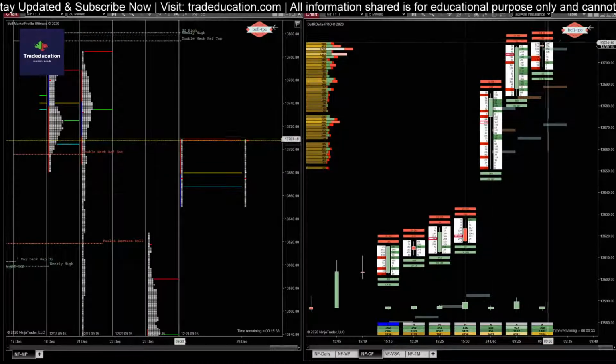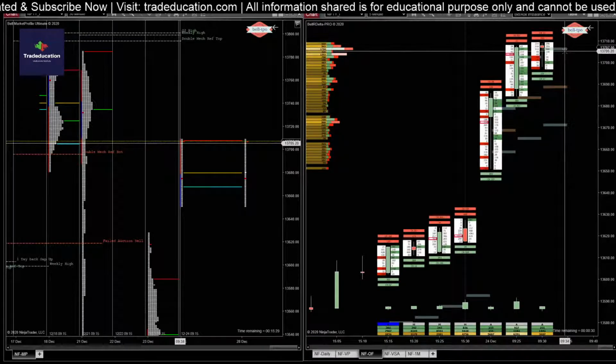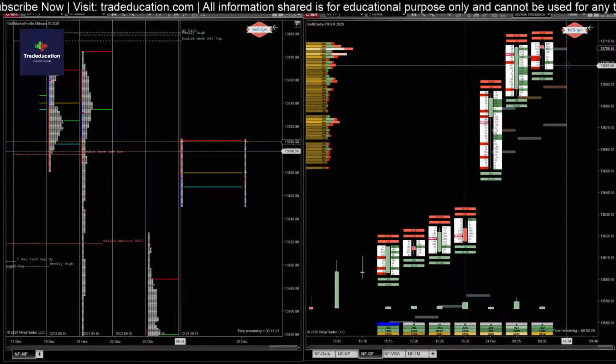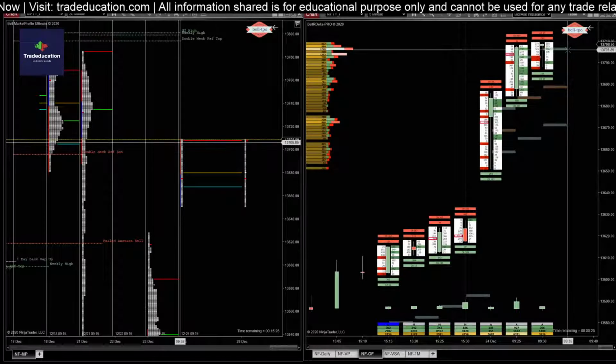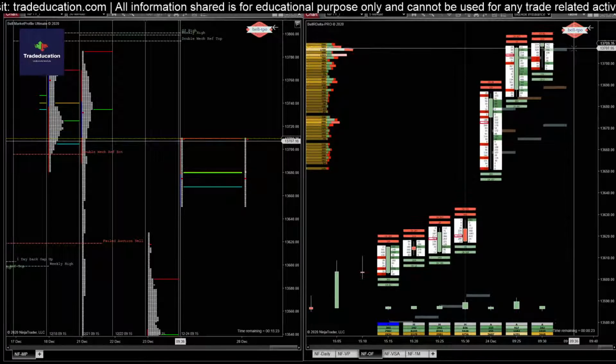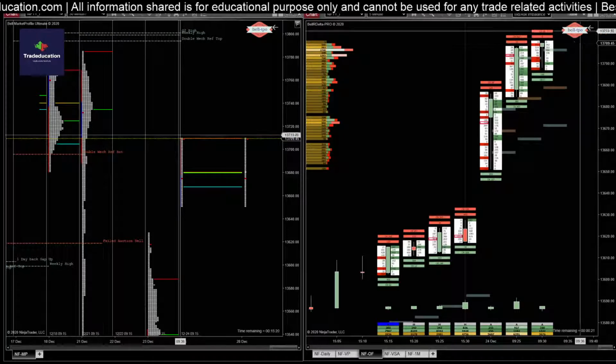Okay, so good choppiness action is seen. High is weaker. Sellers are trying to take charge, but absorption of supply is going on. So now the high will be tagged. Yeah, it is getting tagged.